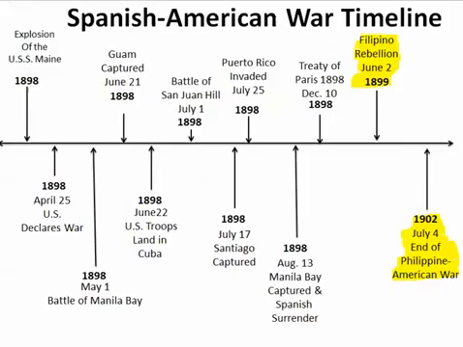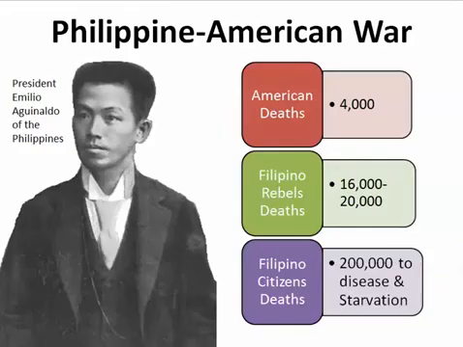Alright, so it's going to last for 3 years until 1902, the end of the Filipino War. It actually lasts longer than the Spanish-American War. The resistance in the Philippines in the Philippine-American War is put up by the president there, Emilio Aguinaldo, this guy here. At the end of the Philippine-American War, 3 years later, huge death toll.